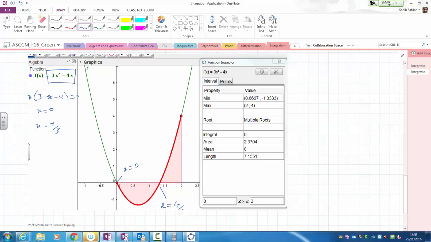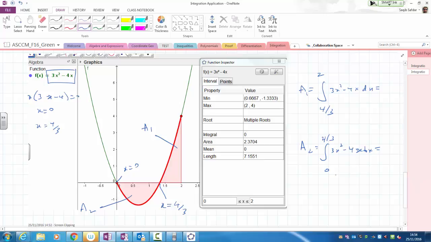Alright. What I'd like you to do is work out, I'll call this area 1 and I'll call this area 2. Can you work out area 1? That should give you the integral from 4 over 3 to 2. And can you work out area 2? It is from 0 to 4 over 3 of 3x squared take away 4x dx. Off you go. Can you work out these integrals to begin with, and then we'll see where we are. So for the first one, you get 32 over 27? Yes. And the second one? Minus 32 over 27.